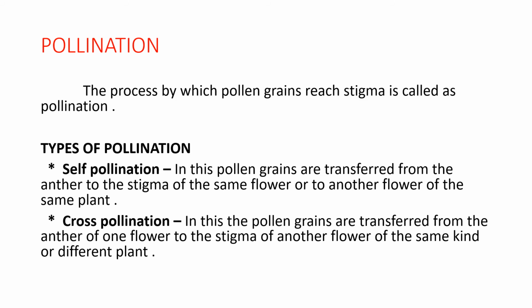Okay, what is pollination? The process by which pollen grains reach stigma. ஒரு flower-ல உள்ள pollen grain வந்து stigma-வ reach ஆச்சுனா that is called as pollination. There are two types of pollination. One is self-pollination and the other one is cross-pollination. In self-pollination, the pollen grains of a flower get transferred to the stigma of the same flower. In cross-pollination, the pollen grains get transferred to the stigma of another flower. This is called as cross-pollination.